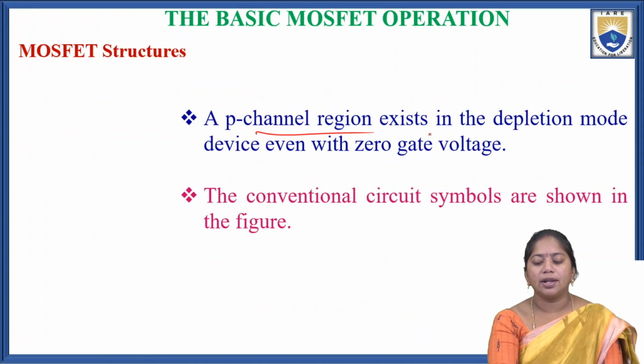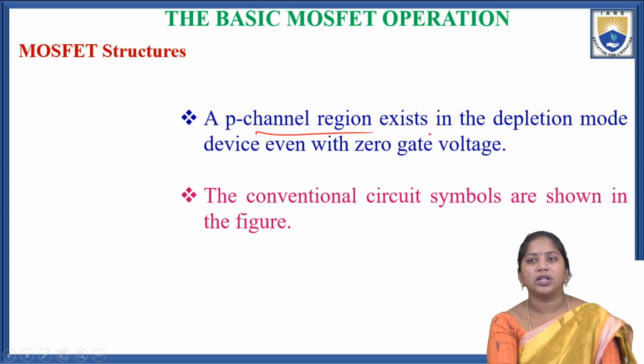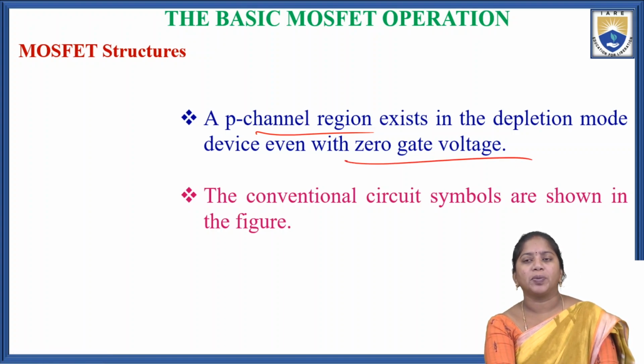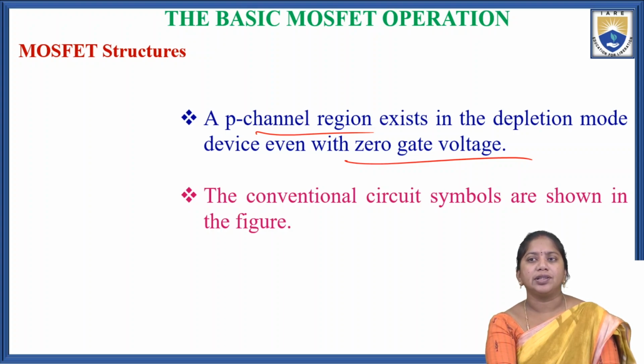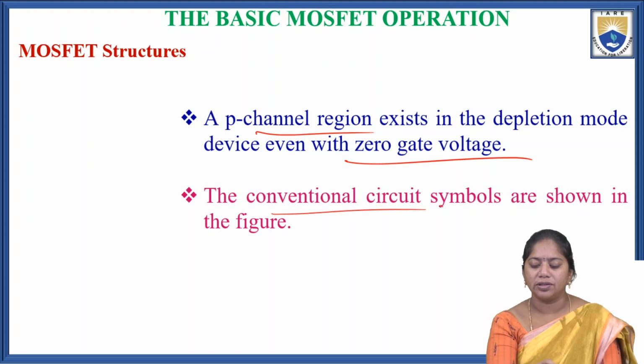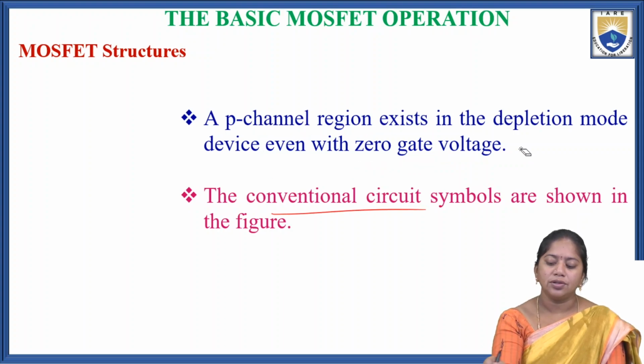So, a p-channel region exists in the depletion mode device even with zero gate voltage. Even if you apply zero gate voltage, a p-channel region exists in the depletion mode. The conventional circuit symbols are already shown in the figure.